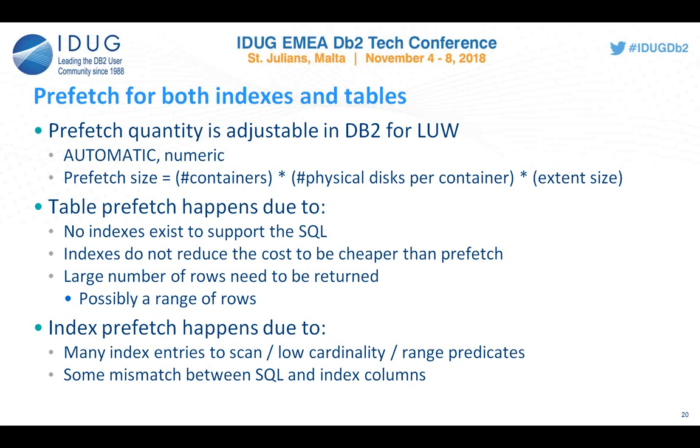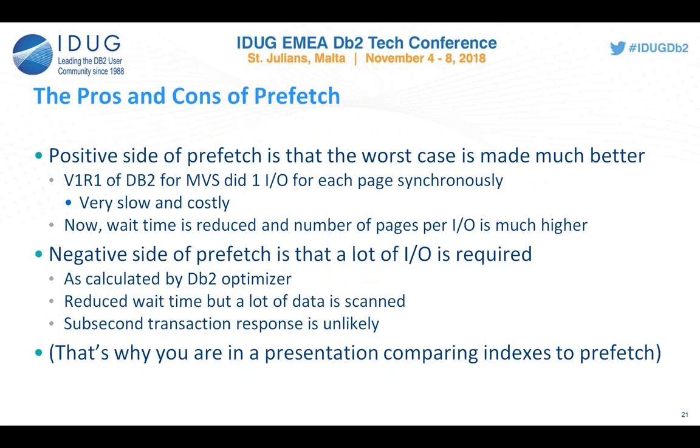Table prefetch happens when no indexes support the SQL, or the indexes do not reduce the cost to be cheaper than using prefetch. And also in cases where you need a large number of rows returned, possibly a range of rows. Index prefetch happens when you're scanning indexes with low cardinalities, or there's some mismatch between the SQL and the index columns. Right, and so on. I see that a lot.